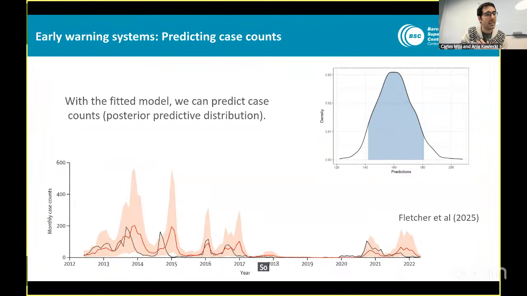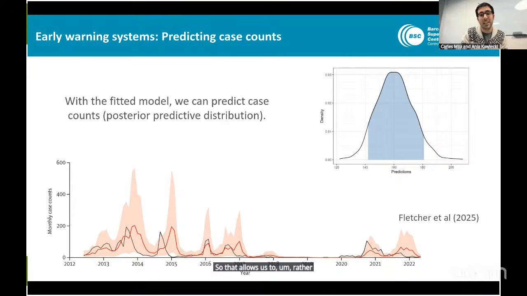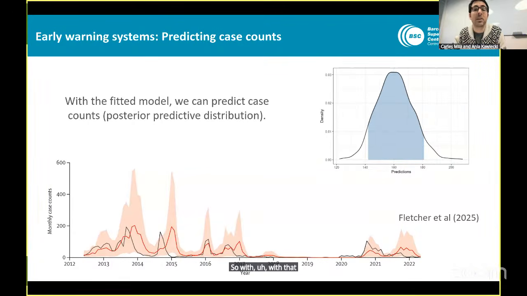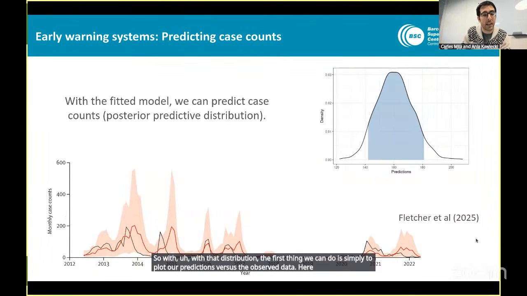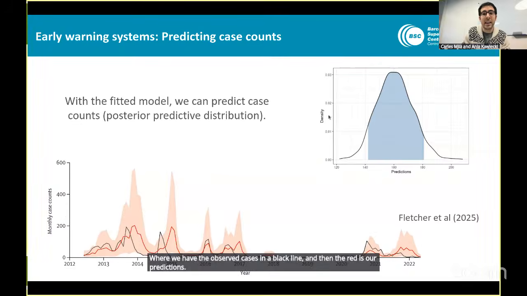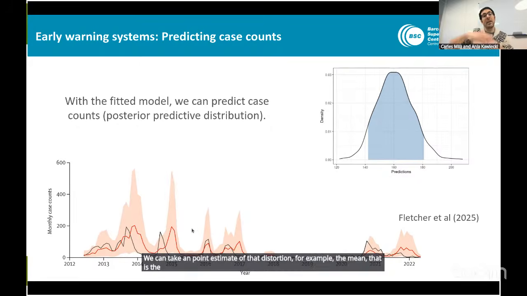So again, as I said in this presentation, we're working in a Bayesian context, which allows us, rather than predicting a point estimate and a standard error, to have the full distribution of the predictions. With that distribution, the first thing we can do is simply plot our predictions versus the observed data. Here we have one example of dengue in Barbados, where we have the observed cases in a black line, and the red is our predictions. We can take a point estimate of that distribution, for example the mean, which is the bold red line, and then we can also build credible intervals around that mean.